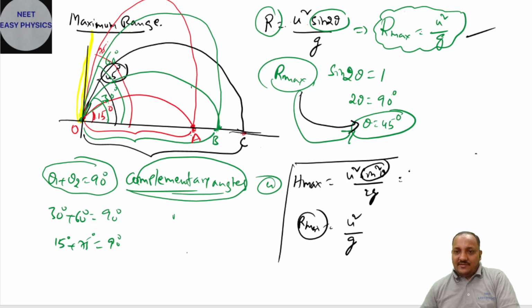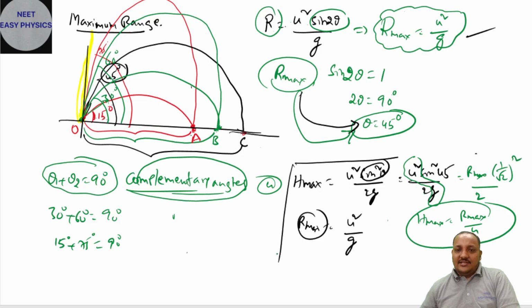If we substitute 45 here, u square sin square 45 by 2g. So in place of u square by g, what can we write? R maximum. In place of sin square 45, (1 by root 2) whole square, which is 1 by 2. Therefore, H maximum, you will get R maximum by 4. This is the relation between maximum height and maximum range. R maximum is equal to 4 times H maximum. So this is the relation.